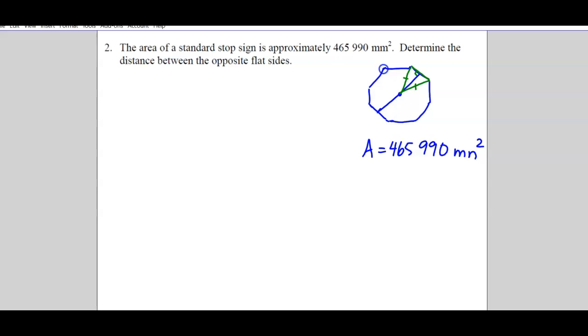So if I have the area of the whole stop sign, how can I get the area of that green triangle? What is that unit that you just wrote? Oh, millimoles? Oh, millimoles, sorry. Okay. What do I do to get the area of the green triangle? Divide by 8. Okay, so area of the triangle.